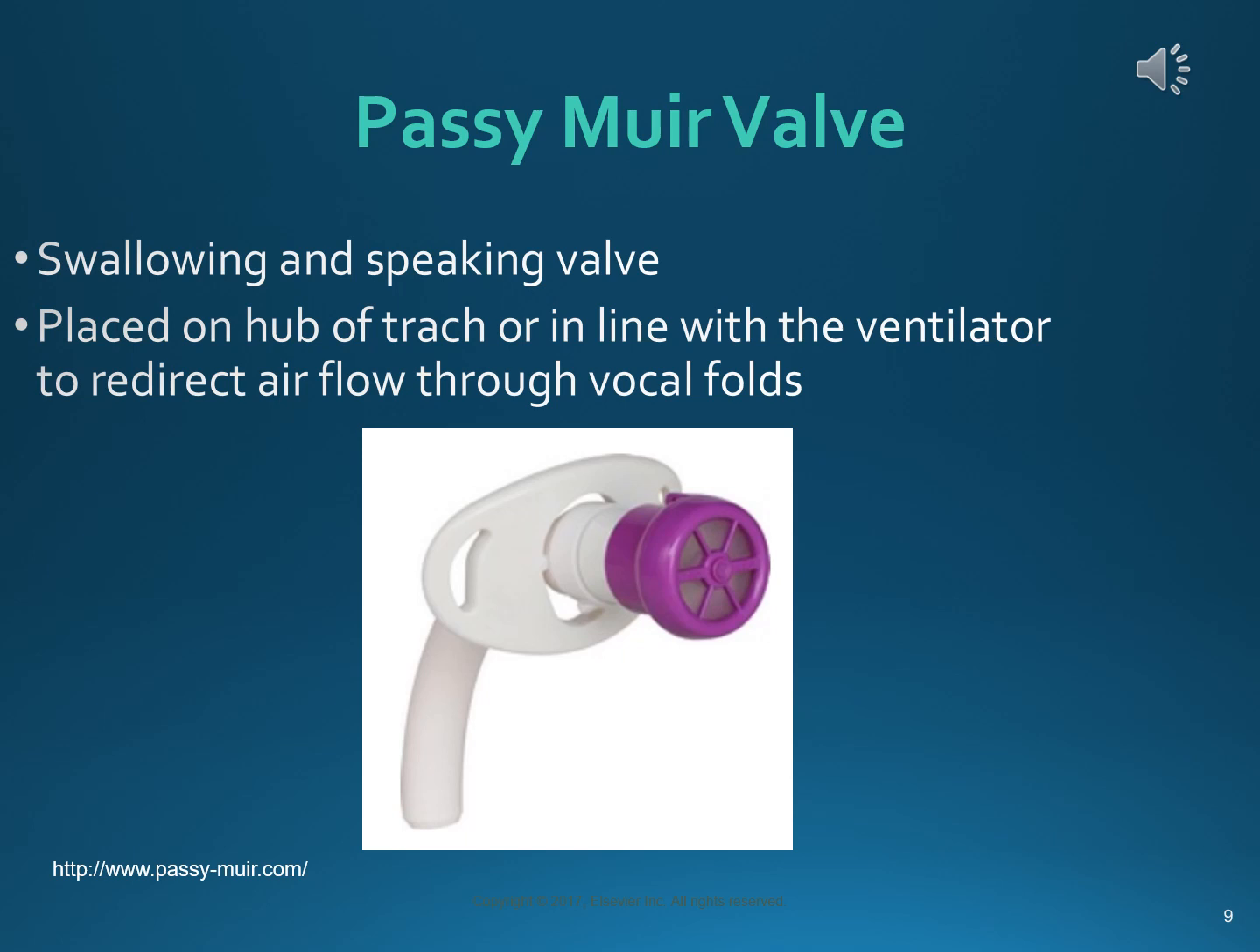A Passy-Muir valve redirects airflow through the vocal cords, mouth, and nose, enabling voice and improved communication. So this basically allows people to speak. It's a speaking valve. It's placed on the hub of the trach or in line with a ventilator to redirect airflow through the vocal folds. Years of evidence-based research has shown that a Passy-Muir valve offers patients numerous clinical benefits beyond communication. It's a really good device, and it's something that you'll see people who have long-term tracheostomies use quite a bit.